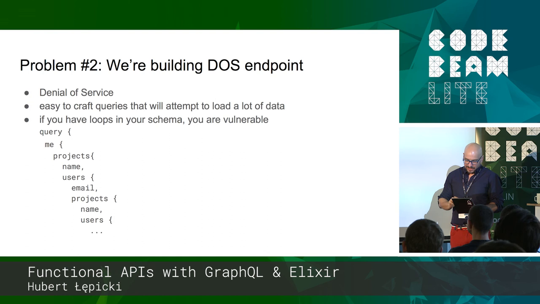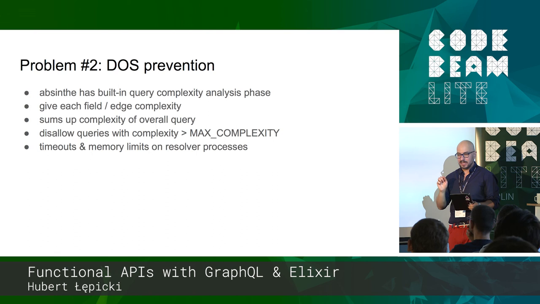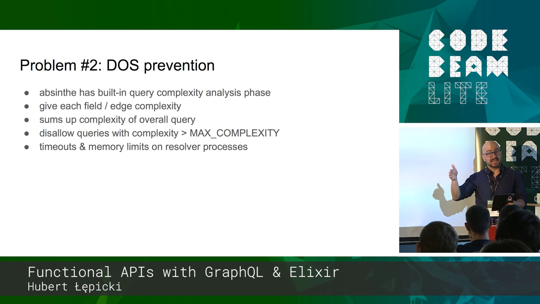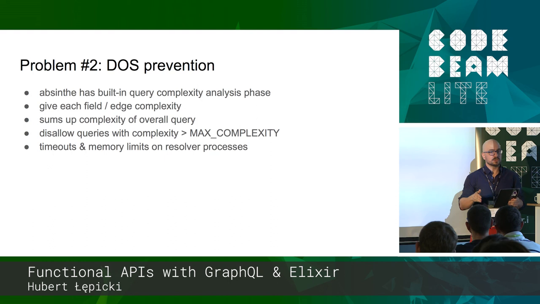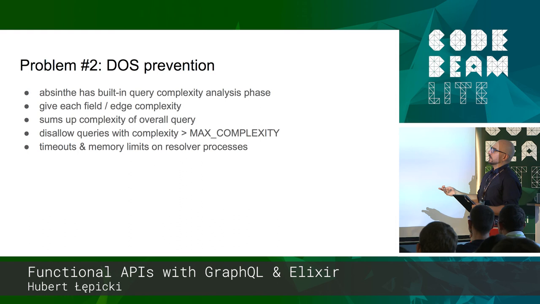Absinthe comes with DOS prevention mechanisms. It has a built-in mechanism that analyzes complexity of the issued queries, and for each field, it adds some number to overall query complexity. So if you request a lot of associations, then it's going to say that this whole query is too complex, we cannot execute it. And you can specify yourself for each edge, for each field, how complex in terms of numerical complexity it is. It's just an arbitrary number. It has some defaults, but you can say queries above complexity 35 are not going to be executed. It sums up those numbers, and this allows you to reject those queries.